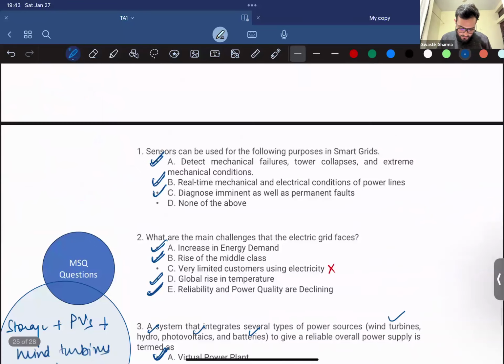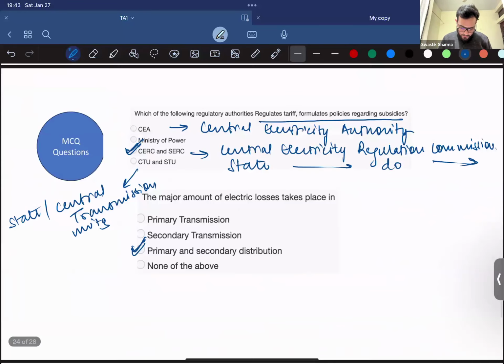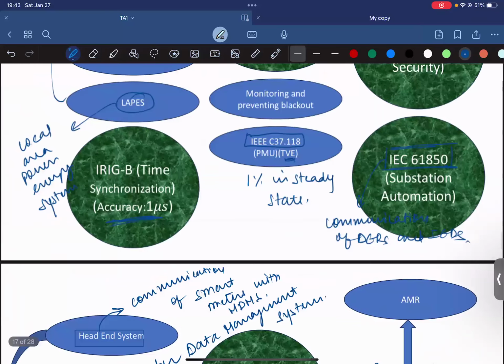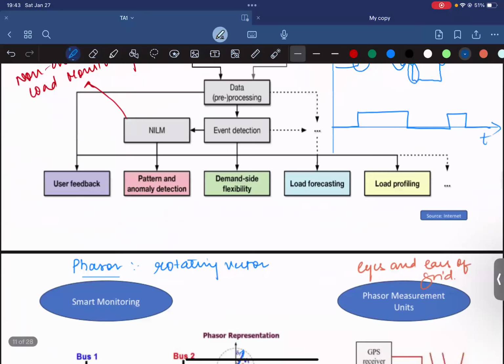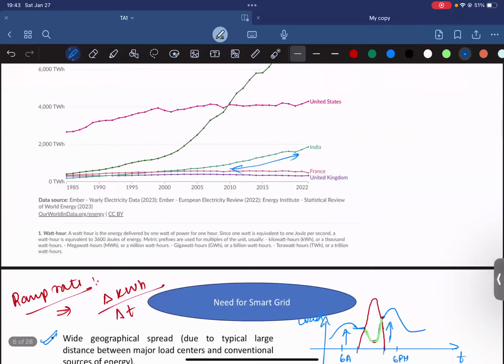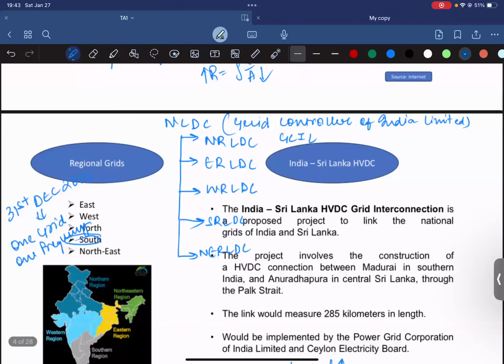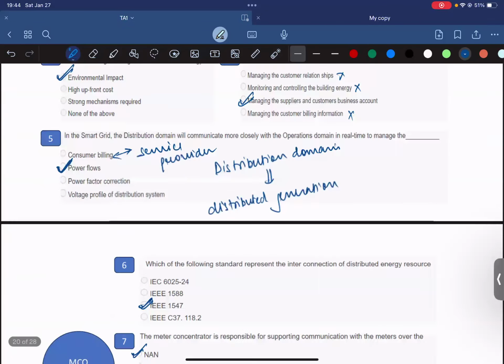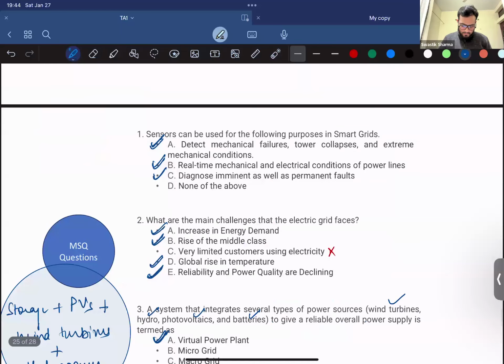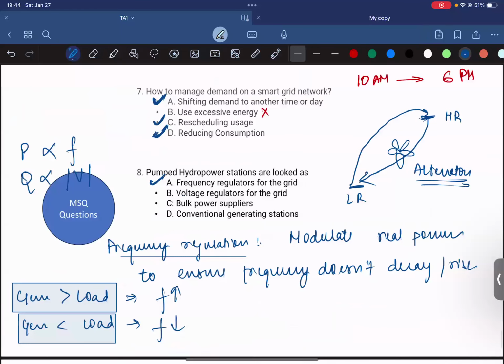Let me just give you a brief recap of what we did. Sir, I have a doubt in the seventh question. Could you please go to the last slide? Tell me. Yeah. So the last option in the seventh question is reducing consumption. Okay, so let's consider industrial load.